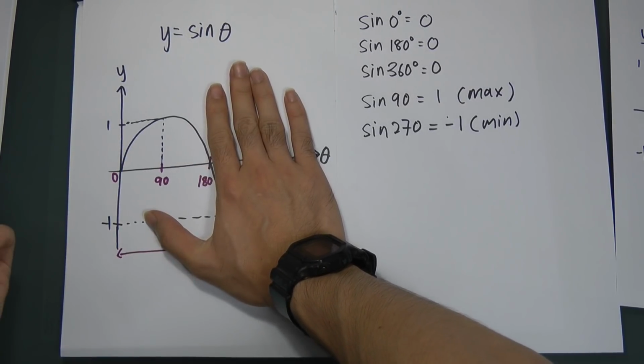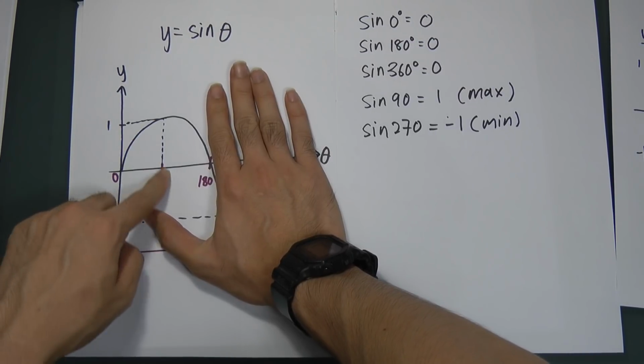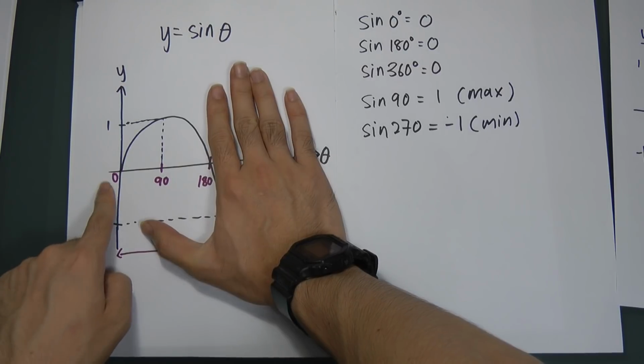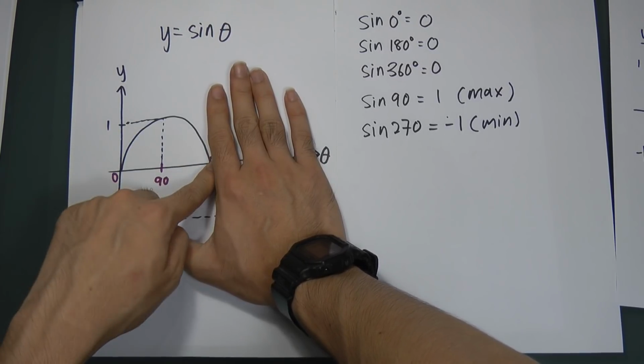But then a lot of students will make a mistake. They will say the sine graph will still look like an S like this. Because 0 to 180, your sine graph only looks like this.